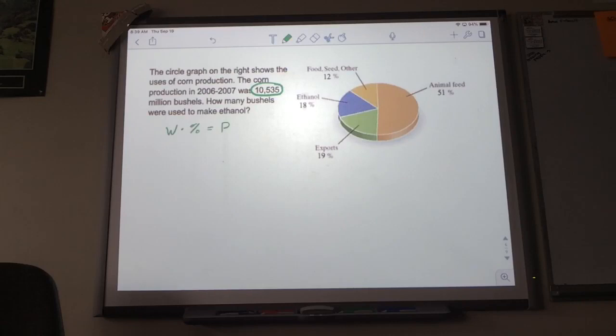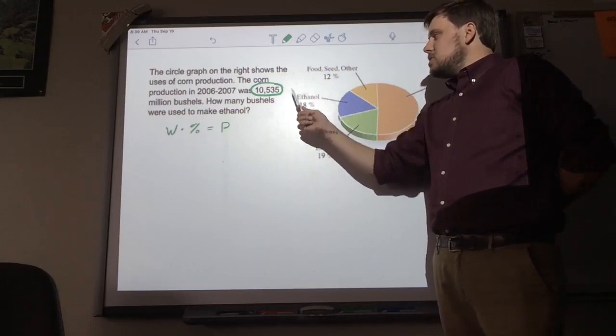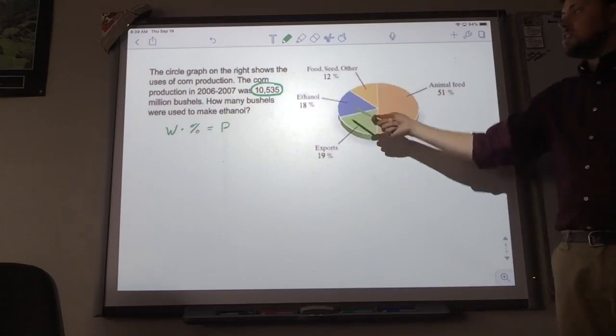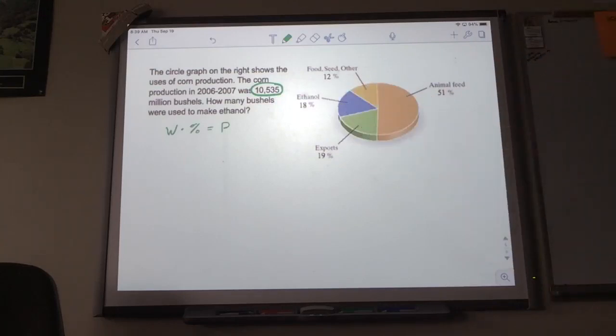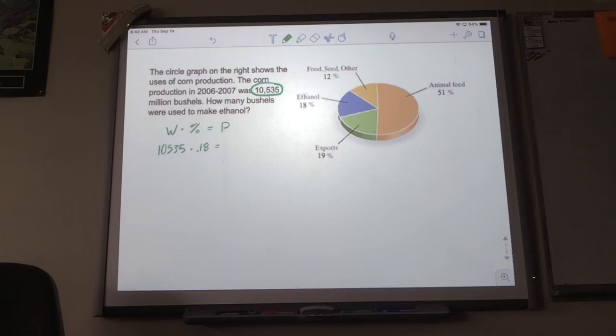Okay, let's answer a different question. What about the percent? What percent are we using? 18. Why are we using 18? Because ethanol, right? So we're using 18%. Does this apply to the ethanol or does this apply to the whole thing? Whole thing. So that's our whole amount. So whole amount multiplied by our percent, which is 0.18, and that should give us the part that was used just for ethanol. So multiply those together, and that will give us P.